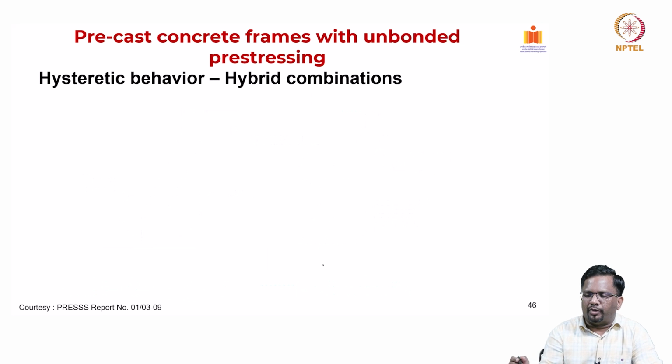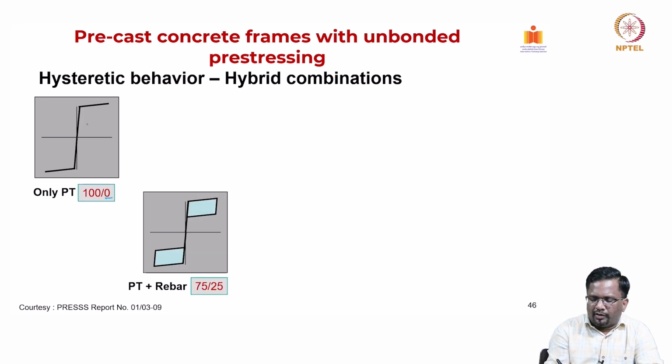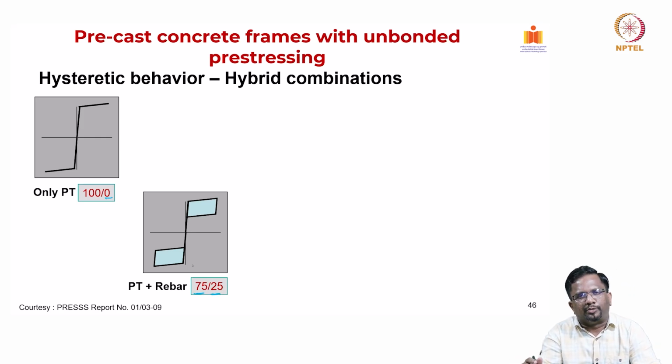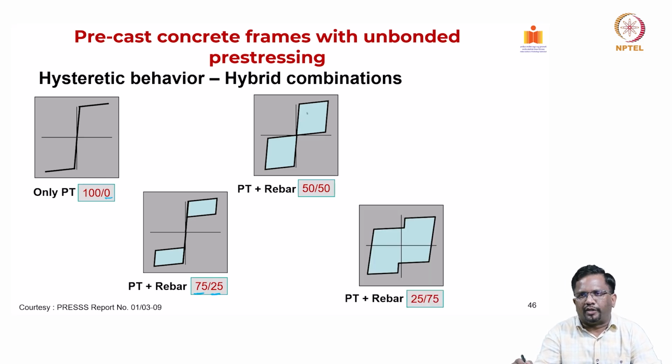So in hybrid combinations, we look at what happens with only PT and what happens with only rebar. Now I can have different combinations. For example, with only PT and zero rebar, I get this kind of a hysteretic response. In the next case, I have PT 75%, rebar 25%, then I get some energy dissipation, but at the same time it may not be adequate, right? Now when I put PT and rebar 50-50, this is the kind of energy dissipation, or hysteretic curve, that I will have.